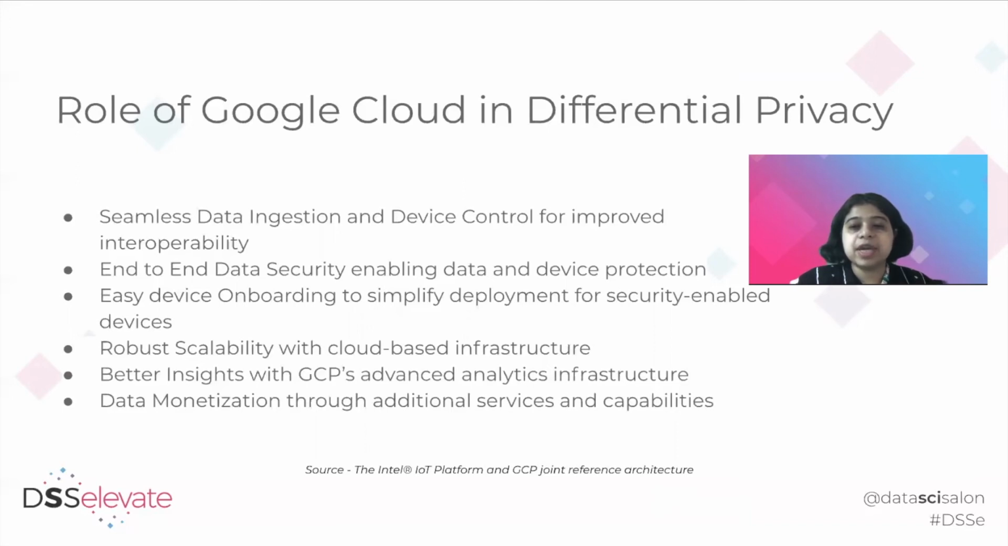There is seamless data ingestion from the IoT gateway into the Google Cloud ingestion engine, and end-to-end data security is enabled, so the devices are protected whenever we collect data from IoT devices. Easy onboarding, easy deployment, and robust scalability, not in terms of the ingestion pipelines, but in terms of developing the machine learning algorithms, how they run, and how much accuracy we are able to get in the shortest span of time. That is provided by Google and the IoT framework developed by Intel.